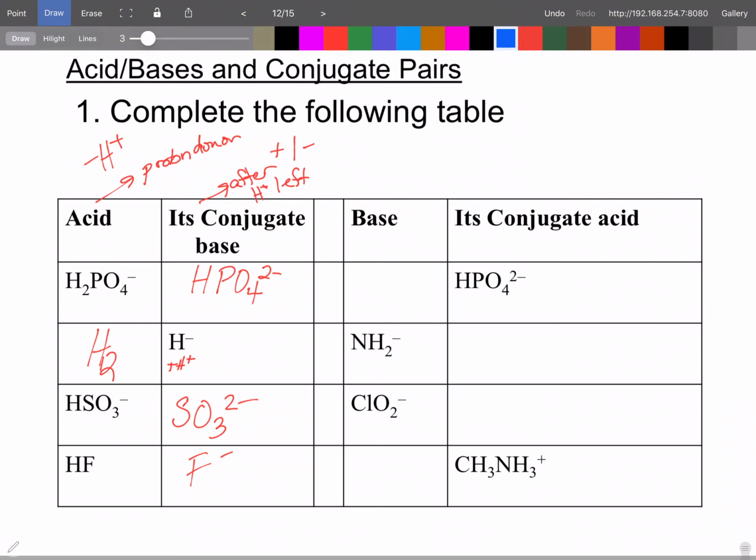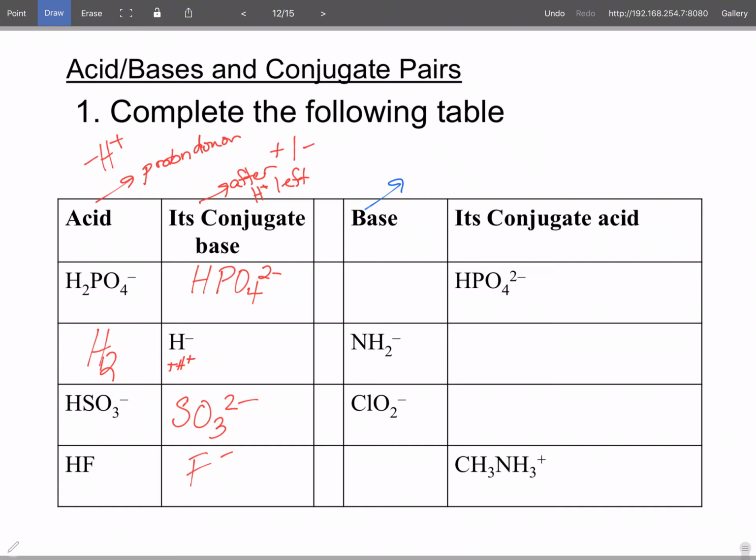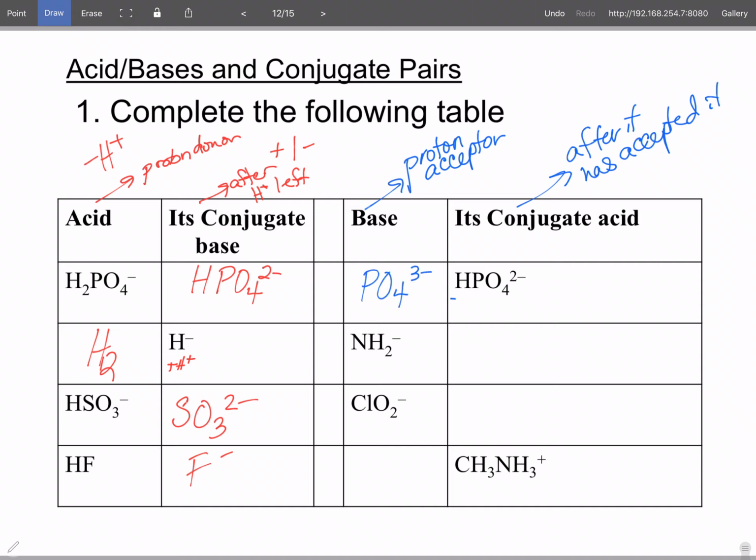Now on the other side, and I'm going to change colors just so we differentiate, this is a proton acceptor. And the conjugate acid is after it has accepted it. So if this is the conjugate acid, we've already accepted a proton, so give it back. So we end up with PO4 3 minus. Now if this is going to accept a proton, then we get H3O plus.